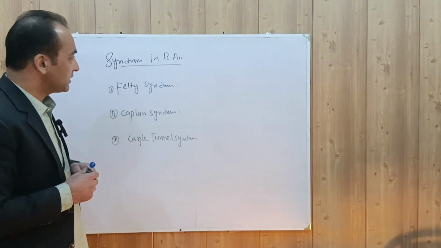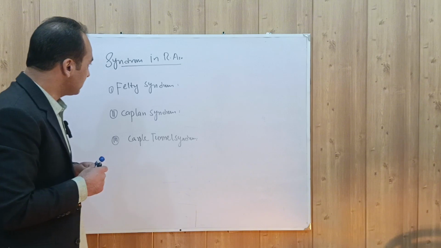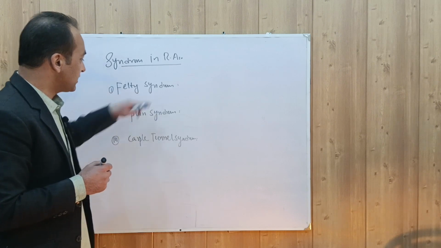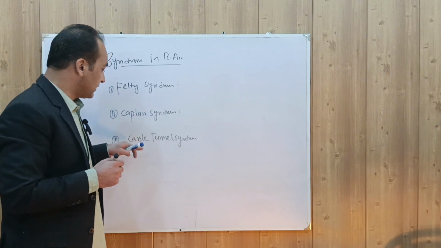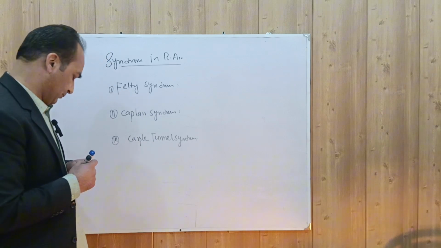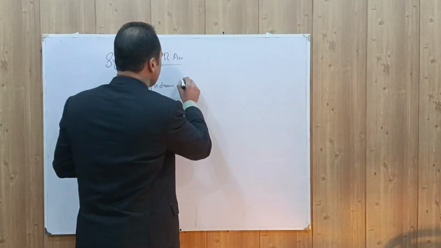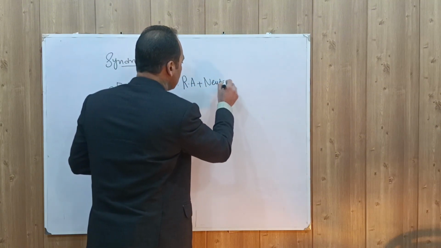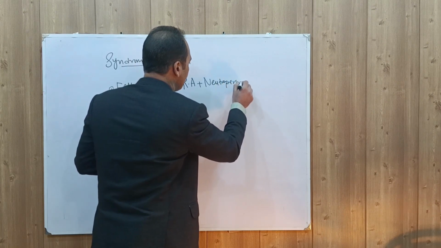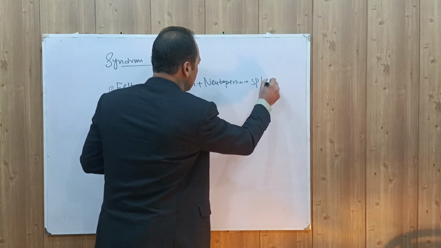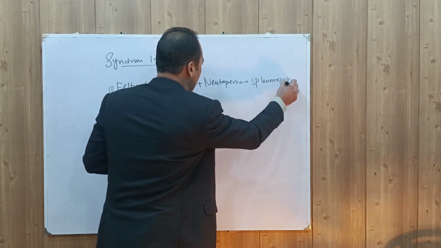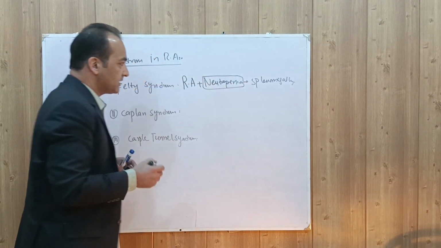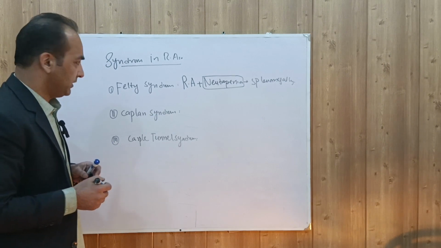There are three syndromes in rheumatoid arthritis, and the examiner commonly asks questions about these syndromes. One is Felty syndrome, the other is Caplan syndrome, and the third one is carpal tunnel syndrome. So what is Felty syndrome? Felty syndrome is rheumatoid arthritis, neutropenia, plus splenomegaly. Due to neutropenia, these patients usually present with infections like pneumonia or UTI.